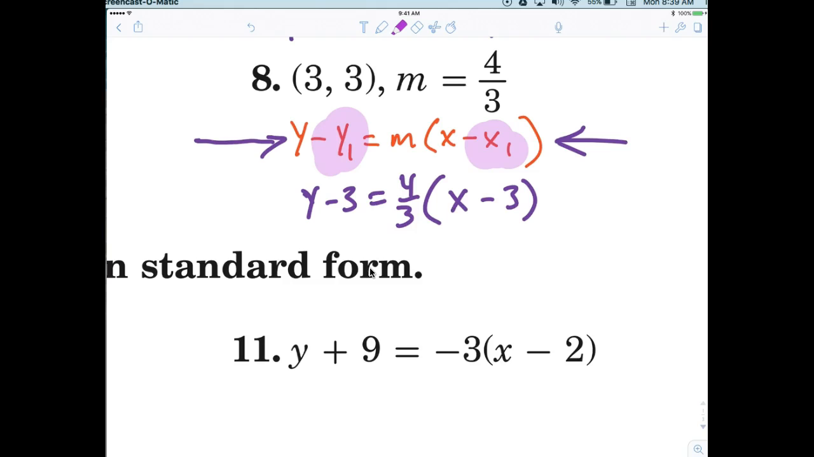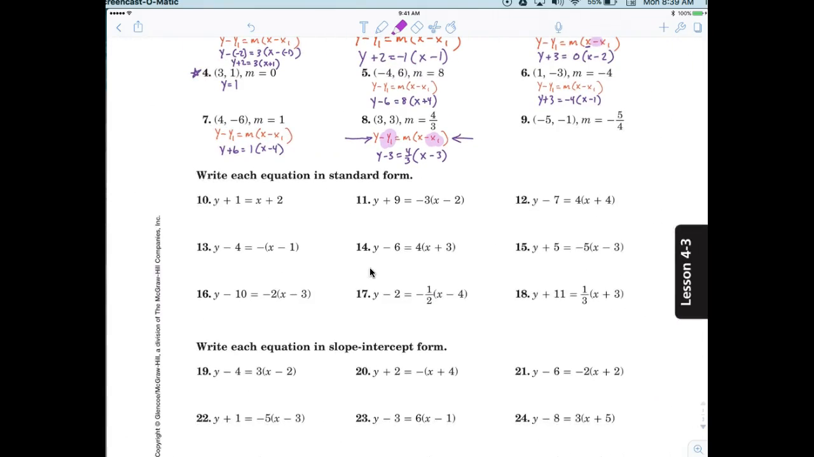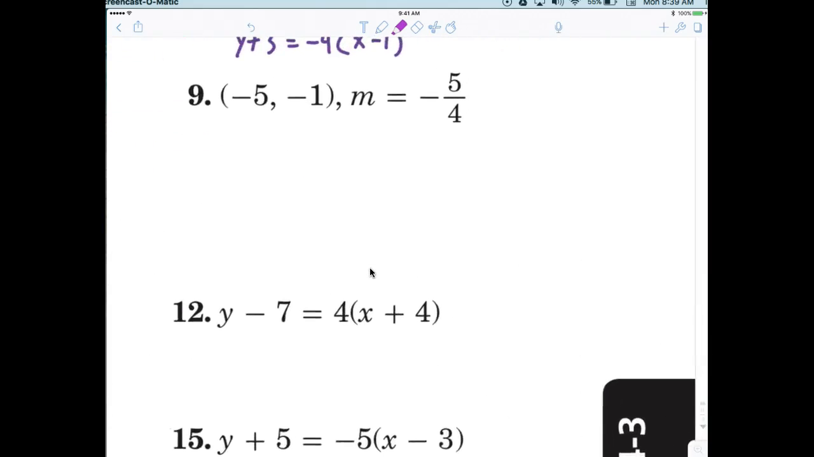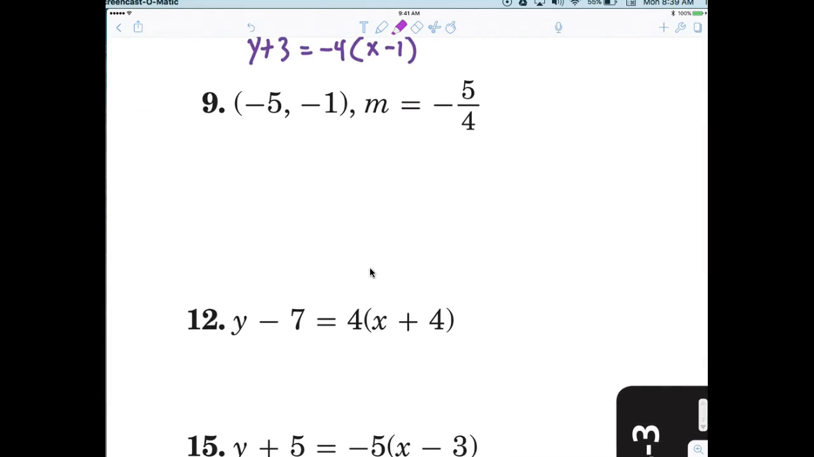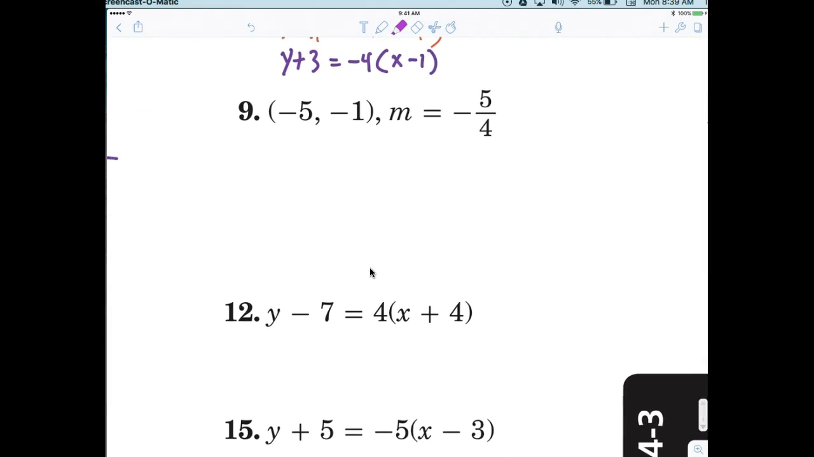All right, now the next thing is I need to show you about point-slope form. There's one more. So let's have y plus 1 equals negative 5 over 4, and then in parentheses x plus 5.